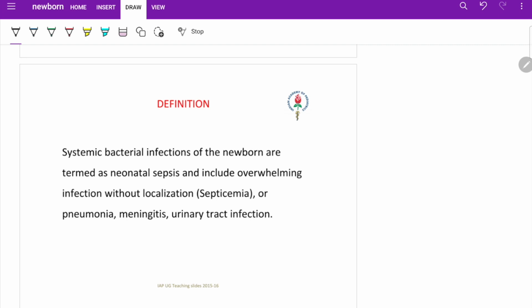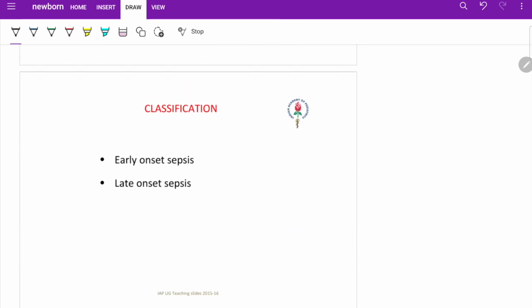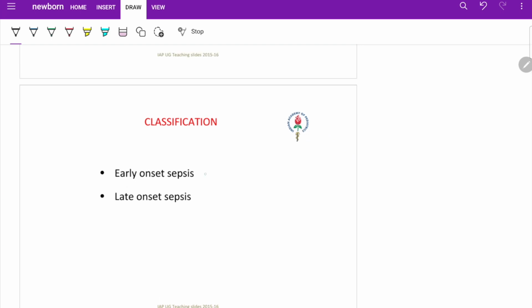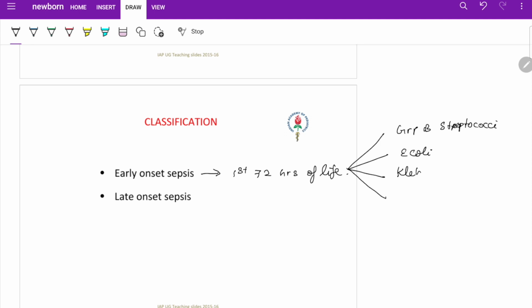Mostly it can be a localized cause or a systemic cause. We divide it into two: early onset sepsis and late onset sepsis. When do we call it early onset sepsis? When it occurs in the first 72 hours of life. The organisms responsible are, number 1, Group B beta-hemolytic streptococcus, and number 2, E. coli and Klebsiella. These are the most common causes.